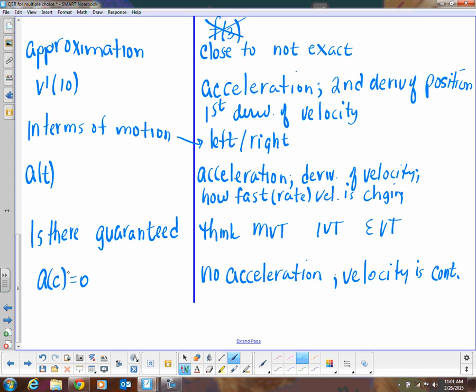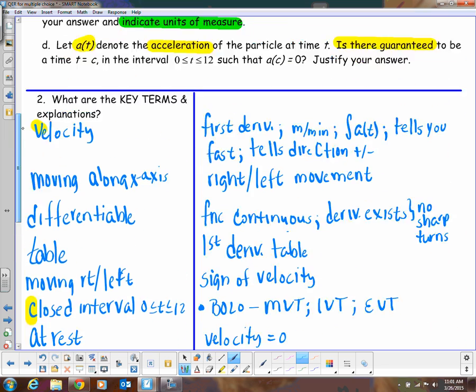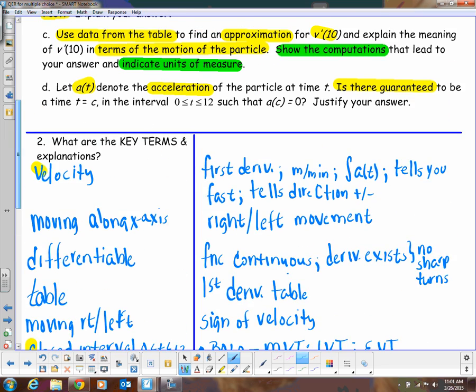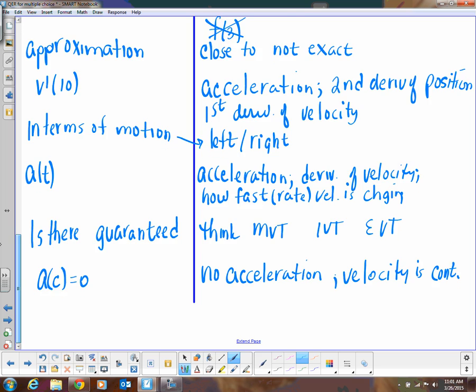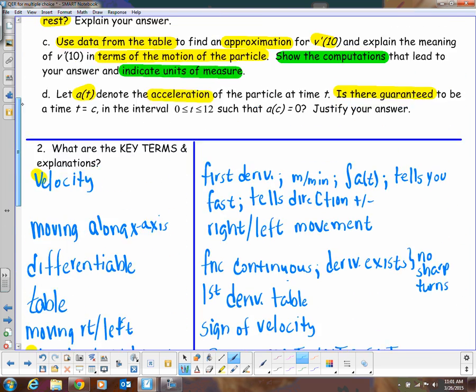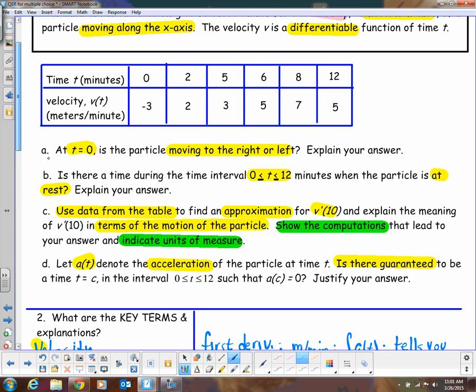All right, so this is part 2. On part 2, what are key terms and explanations? Do you see that? That's a lot. And of course, when you have a free response that has 4 pieces, you're going to have a lot. I'm only asking you to do one of these per night. Each time I introduce you to a new type of problem, you're going to be doing one.